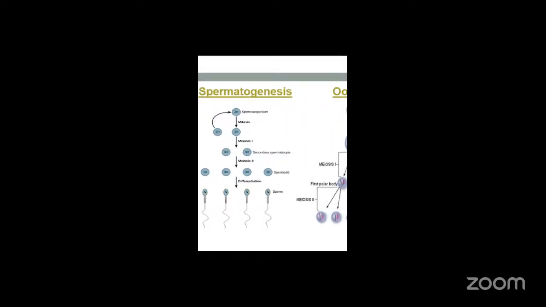So in the end, how many cells are produced? Each spermatogonium will give about 4 cells. So that is the significance or the result of spermatogenesis. Now see here, this is about spermatogenesis. This is about oogenesis.